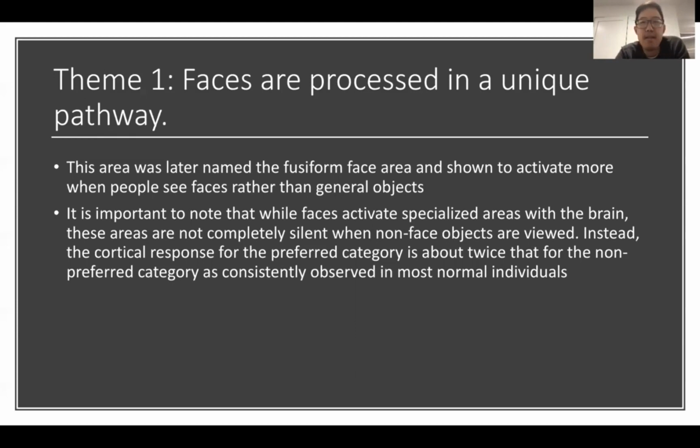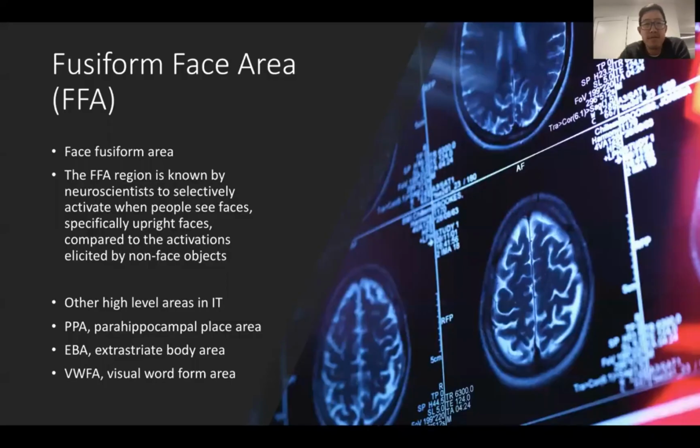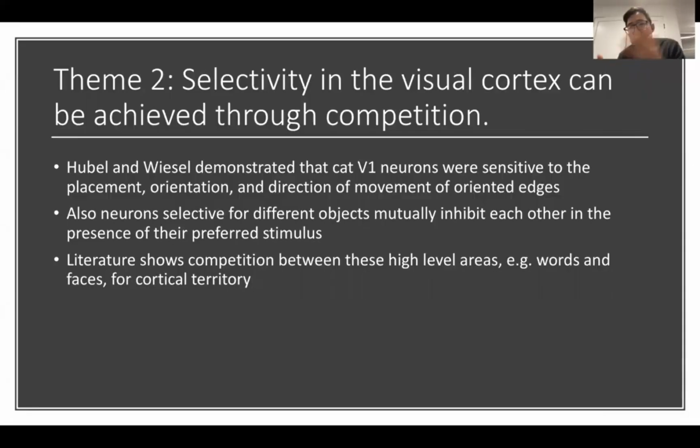We know the dorsal and the ventral pathway exist for these major what and where pathways, but there are also specialized areas. For example, the fusiform face area, the FFA, is known to selectively activate when people see faces, specifically upright faces, when compared to activations of non-objects. And it's not just faces. Faces have their selective areas, but there's also the PPA, the parahippocampal place area, that activates with places, EBA for bodies, parts, visual word form area, etc.